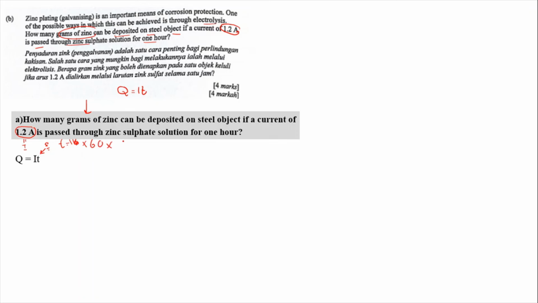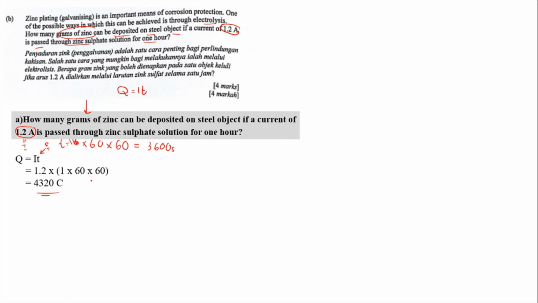And then minutes, we can multiply that with another 60 seconds. So 60 times 60 is 3,600 seconds. So 1.2 times 1 times 10, 1 times 60 times 60. So what we're going to get is 4,320 coulomb.